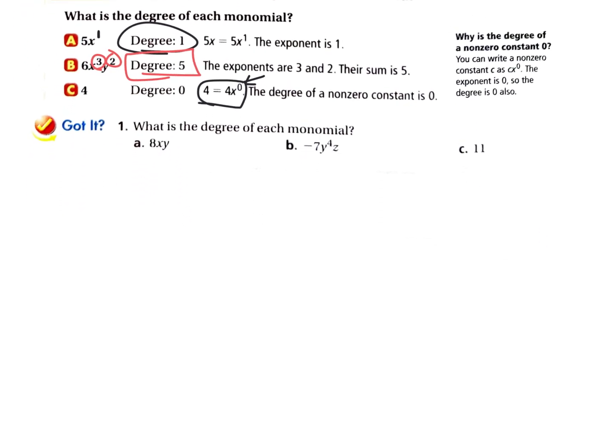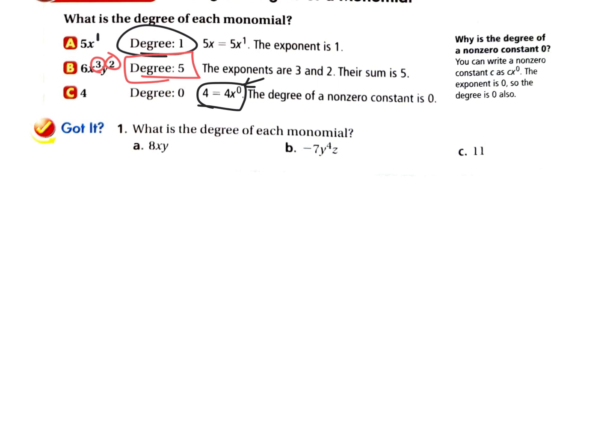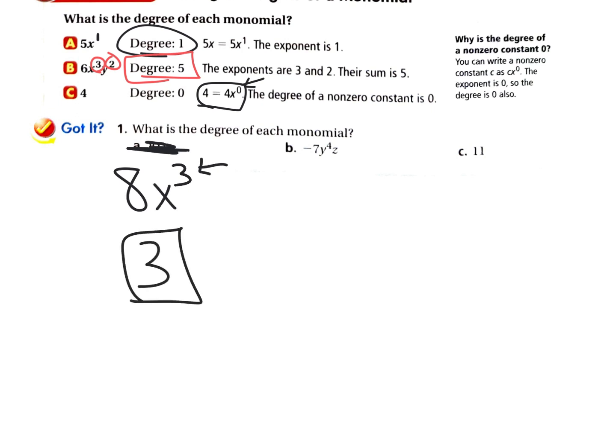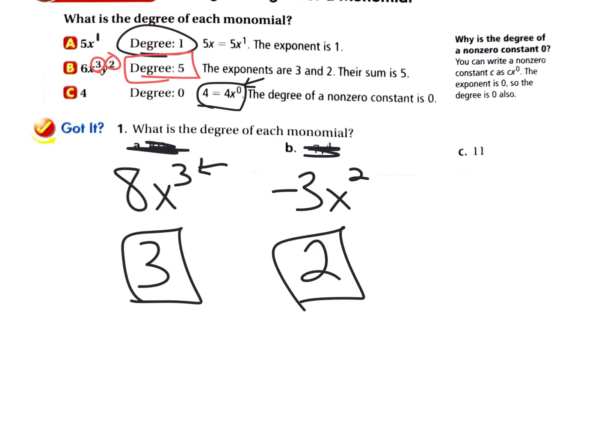So if you look at the got it questions, we're mainly just going to look at ones like part C and things that have one variable. Let me modify these just to get some more practice with this. Let's say we have 8x cubed. What's the degree? That would be degree 3 because the exponent is 3. Let's say we've got negative 3x squared. That would be degree 2 because that's to the second power. And then 11 we talked about, if it doesn't have a variable there, that would be considered degree 0.